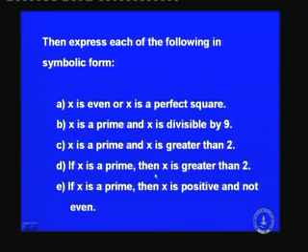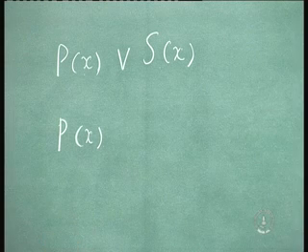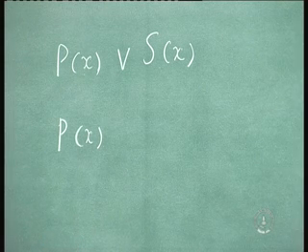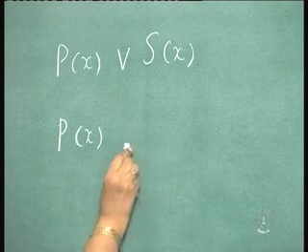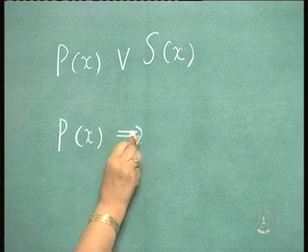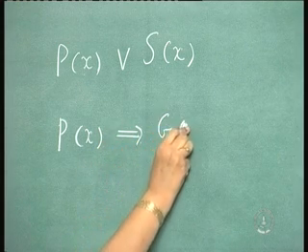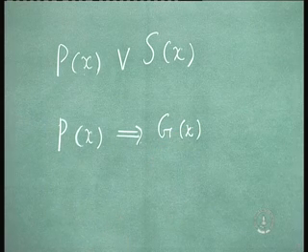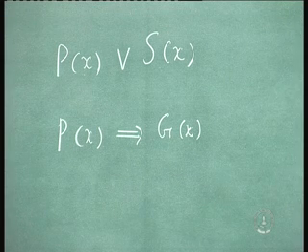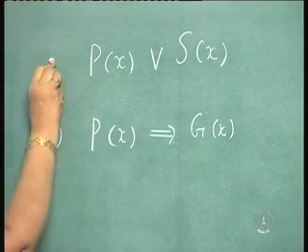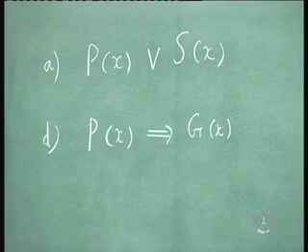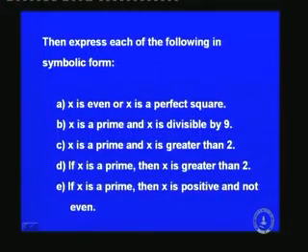If x is a prime, then x is greater than 2. X is a prime is denoted by P of x. X is greater than 2 is denoted by g of x. So, if x is a prime, then it is greater than 2 is denoted by P of x implies g of x. If then, if then is denoted by implication. So, if x is a prime, then x is greater than 2 is denoted by P of x implies g of x. This is A. Similarly, you can write for the other 3, B, C and E.